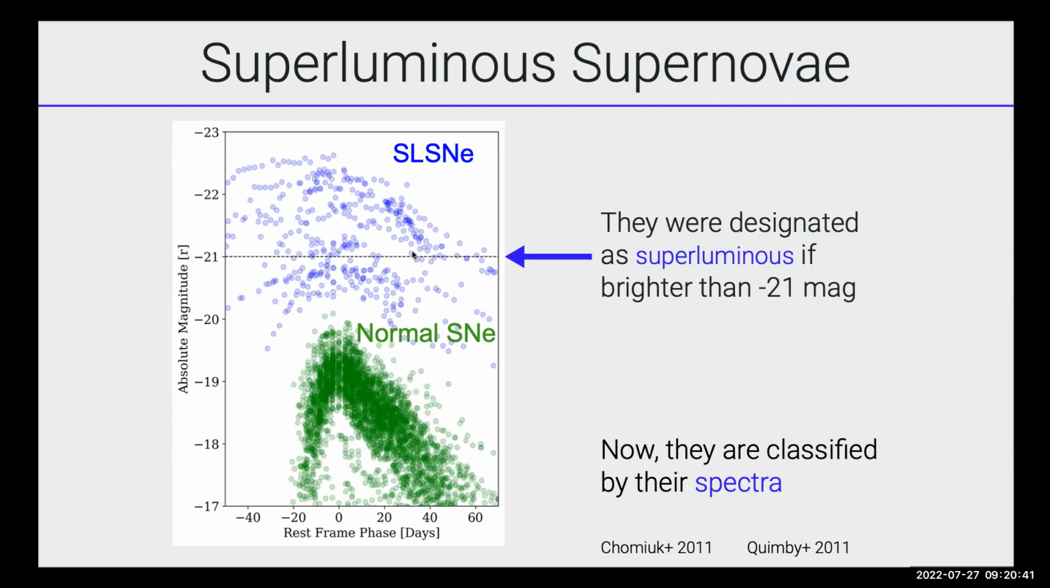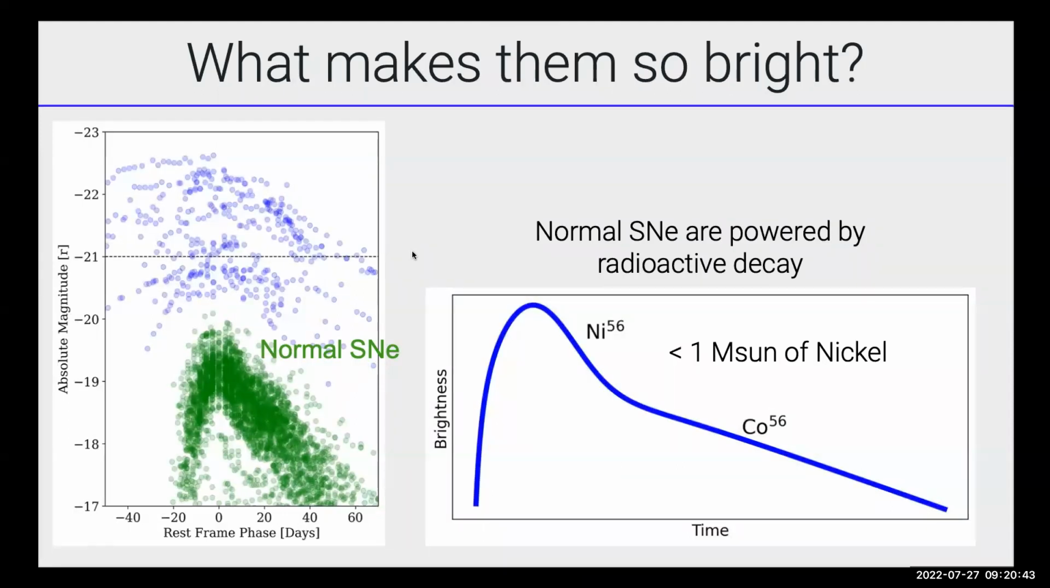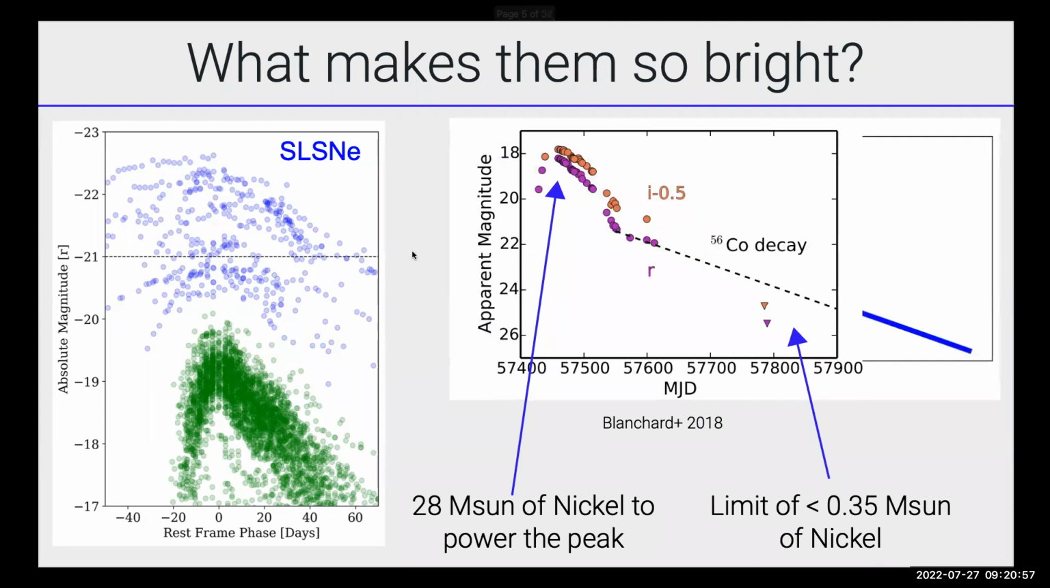But one of the big questions about them is what makes them so bright. So a normal supernova is powered by the radioactive decay of nickel-56. At most, a solar mass of nickel you'll see in a normal run-of-the-mill core collapse supernova. So it's normal to think, okay, maybe superluminous supernovae are just the same, but with more nickel. Turns out that is not the case. It does not work because the amount of nickel you would need to power that kind of supernova is almost 30 solar masses of nickel, which is completely inconsistent with late-time observations.